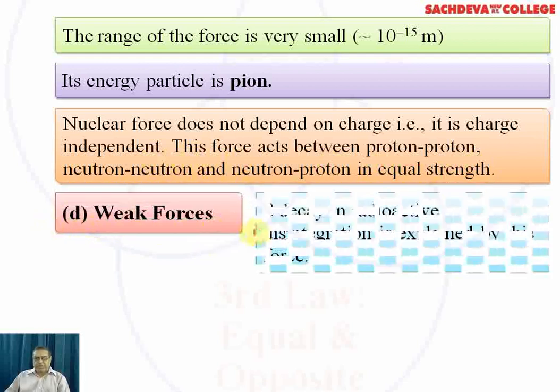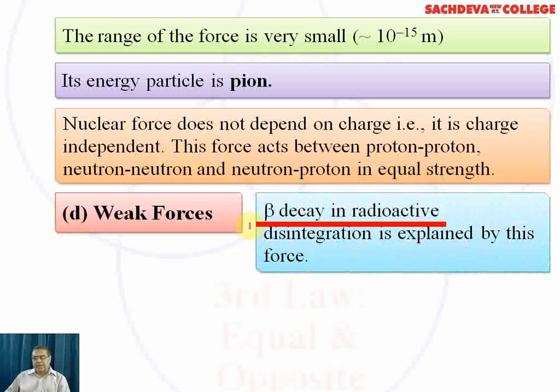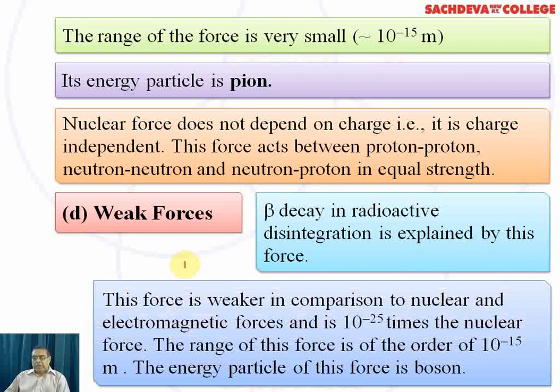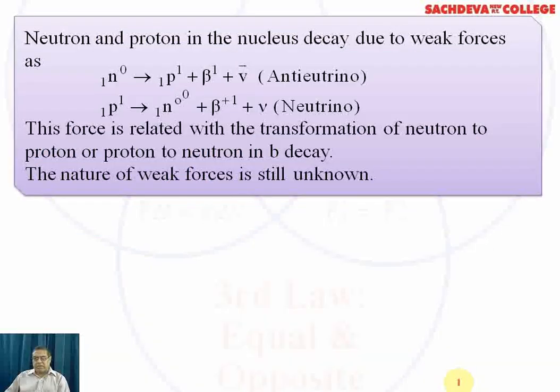Weak forces. Now, the weak forces, as I have explained earlier, beta decay in a radioactive disintegration is explained by this force. Radioactive means the disintegration of nucleus. And radioactivity means the radiation given out by an element in its normal state. This force is weaker in comparison to the nuclear and electromagnetic forces and is 10 to the power minus 25 times the nuclear force. The range of this force is of the order of 10 to the power minus 15 meters. The energy particle of this force is boson. Like meson, bosons are also subatomic particles.